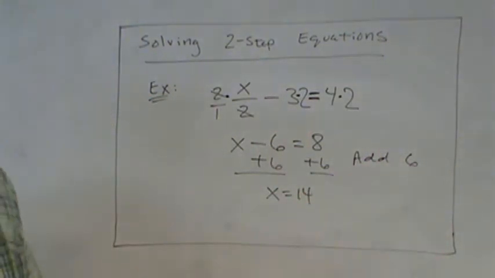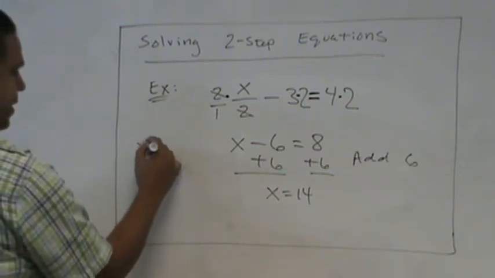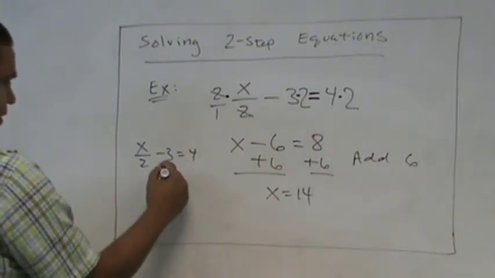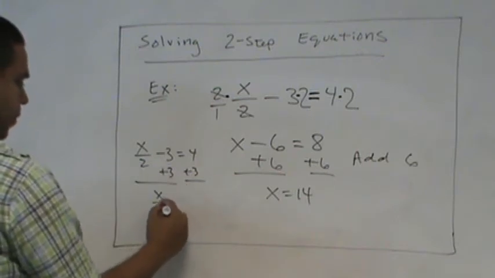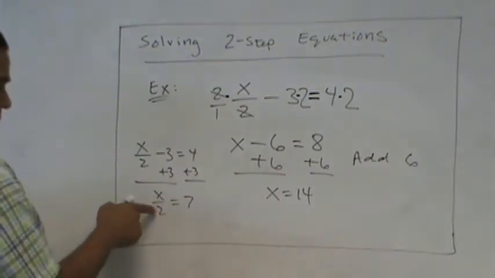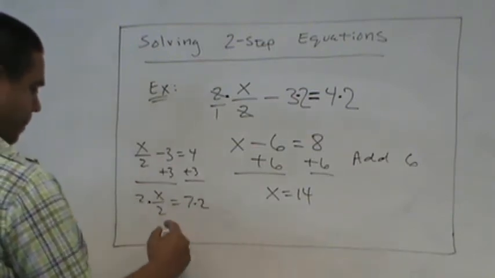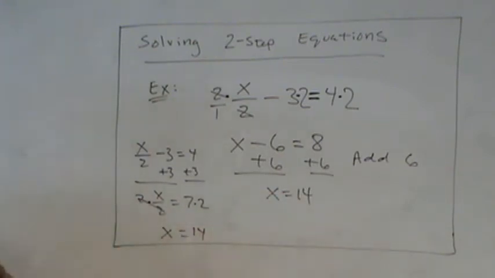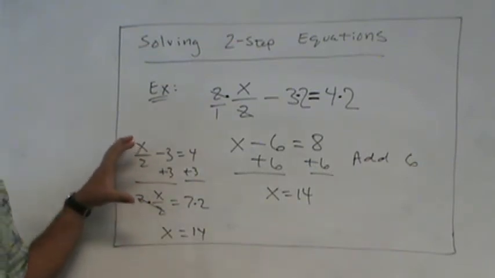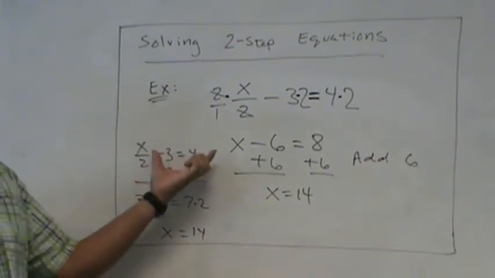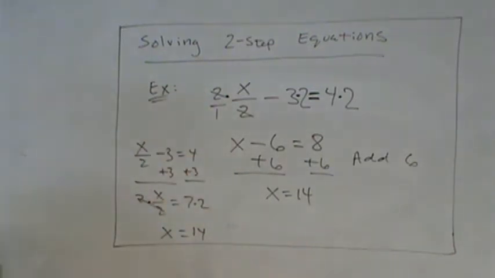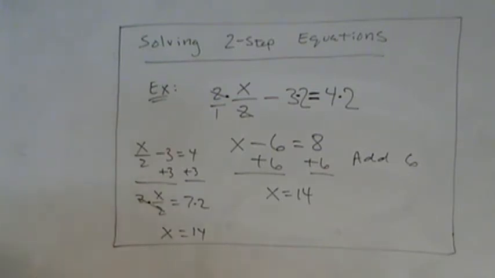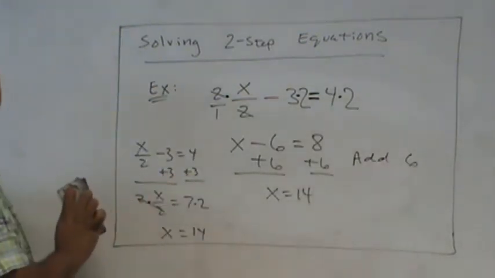Okay. That's it. And just to show you real quick on the side, if we added the 3 first, what do we do here to get rid of the division? Multiply. Same thing. Okay. So if you do this, that's fine, and it works for this kind of problem. But when we have 2 or 3 fractions, it's much easier to just get rid of the fraction. Okay. Questions on that one? We need another example like that? Yes. Okay. We're good.